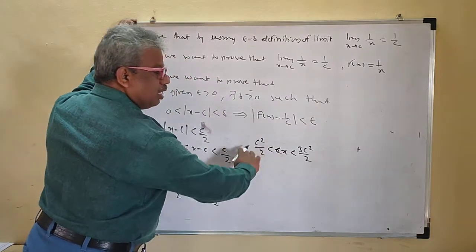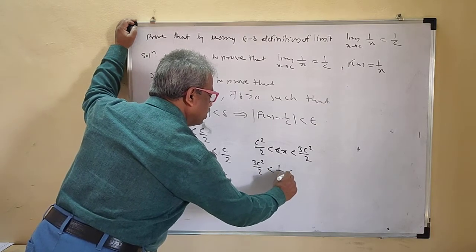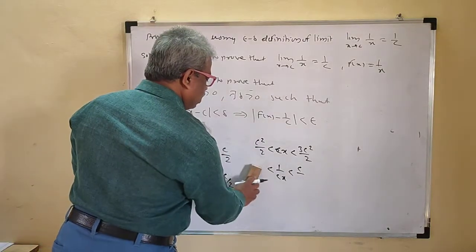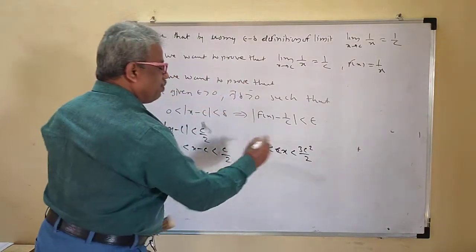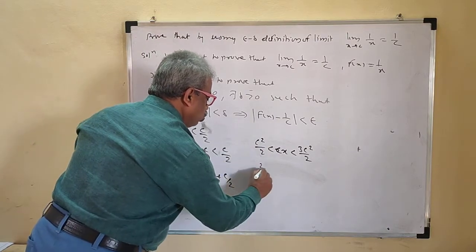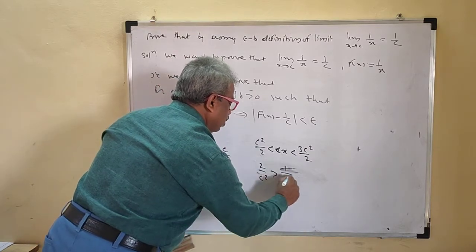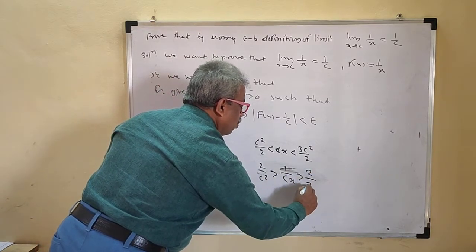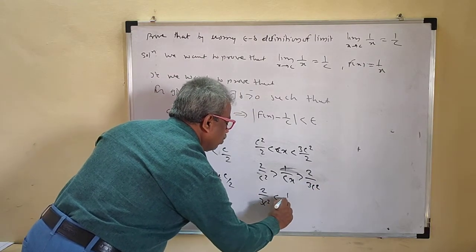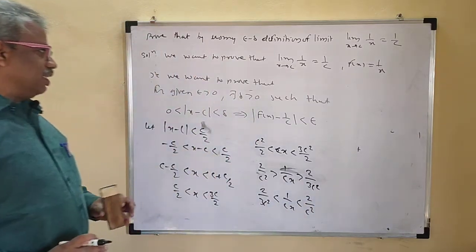If you take the reciprocal, then what? You have to take the reciprocal, and the inequality will be reversed. So we get 2 upon c square greater than 1 upon cx, and 1 upon cx is greater than 2 upon 3c square. So you may write this as 2 upon 3c square less than 1 upon cx is less than 2 upon c square. Okay, we'll keep this as it is now.